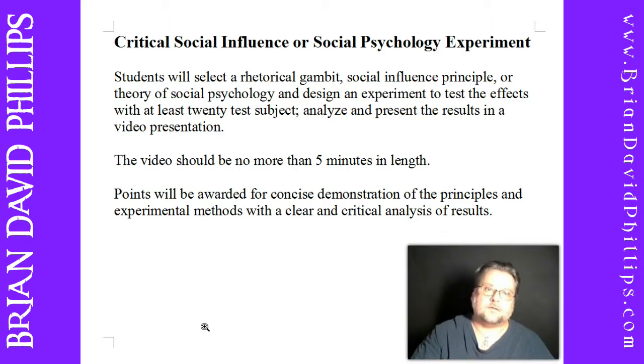Here, students are going to be asked to select a rhetorical gambit, social influence principle, or a theory from social psychology, and design an experiment to test the effects with at least 20 test subjects. Then you analyze and present the results in a video presentation. Now, this video should be no more than 5 minutes in length. Your points are going to be awarded for concise demonstration of the principles, your clear experimental design and experimental methods with a clear and critical analysis of the results.